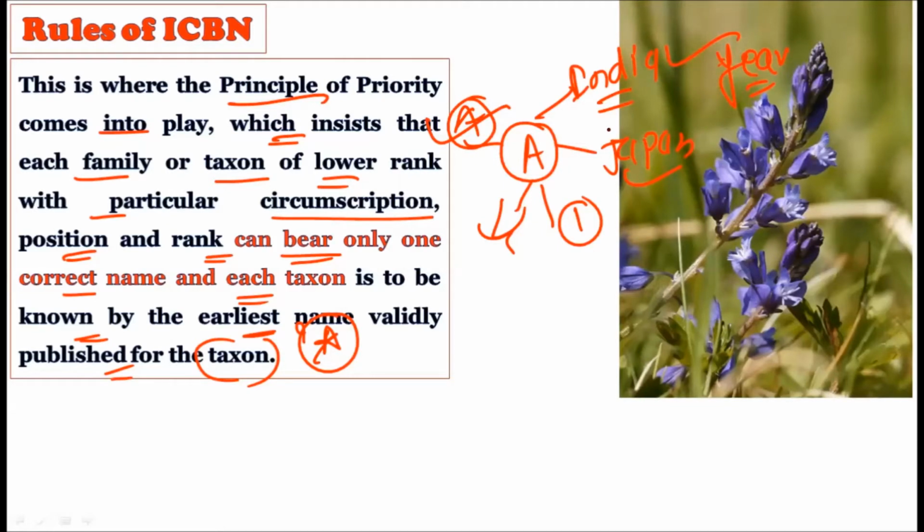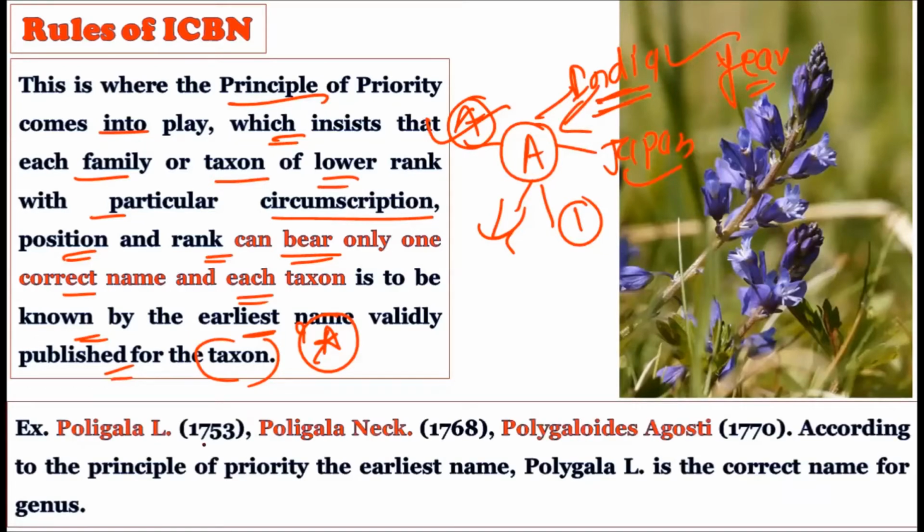So what is the principle of priority here? When a single species got so many names throughout the world, we will find which name was published earlier, or which is the earliest name given to this particular species. If you find this species was given the earliest name in India, that name should be the valid name. For example, here we have Polygala L., which was published in 1753.